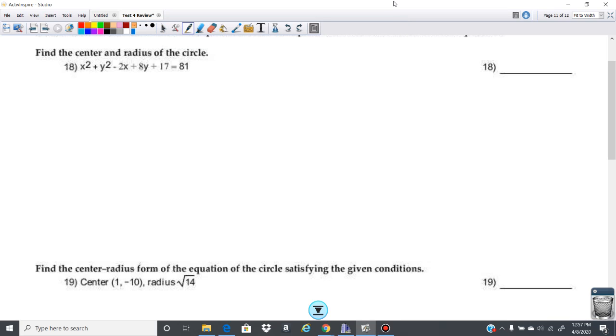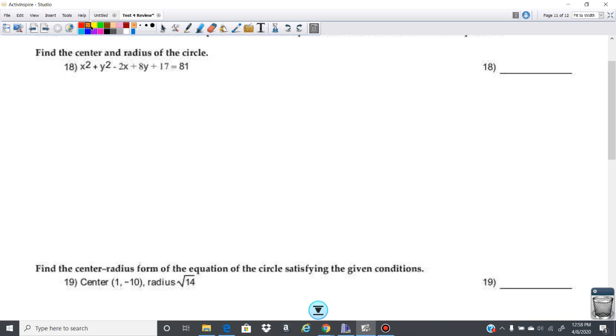Let's look at some more circle problems here. Find the center and radius of a circle, and we are given it in general form here: x squared plus y squared minus 2x plus 8y plus 17 equals 81. So we've got to get this into standard form.